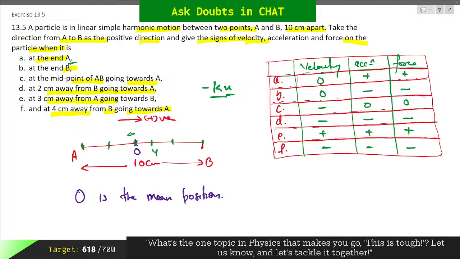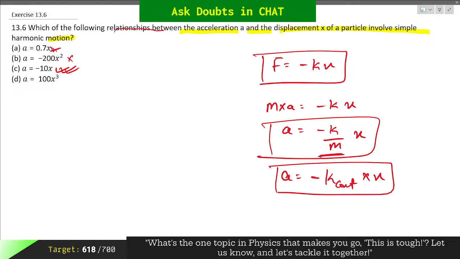Now let's move towards question number 6. Question number 6 says, which of the following relationships between acceleration a and the displacement x of the particle involve simple harmonic motion? So we know that the force law for simple harmonic motion in the displacement form is F equals minus kx, or acceleration is proportional to the negative of displacement, or in the negative direction of displacement.